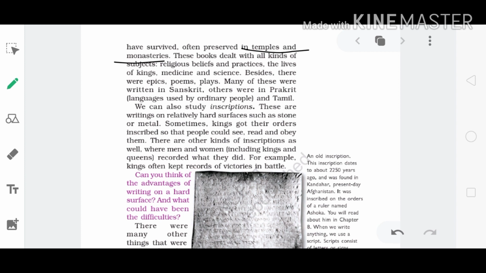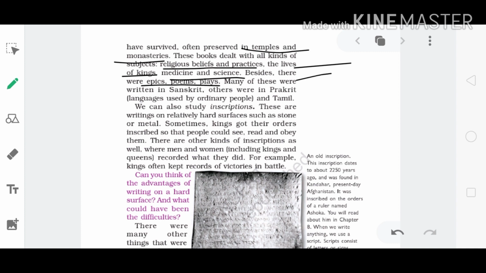And let us see what these old books, the manuscripts, talk about. They talk about subjects like religious beliefs and practices, how people did rituals, what the traditions were, what practices were followed in the earlier period. Then they tell about the lives of kings, they tell about medicine and science, everything. And besides that, there were epics, poems, plays, etc.